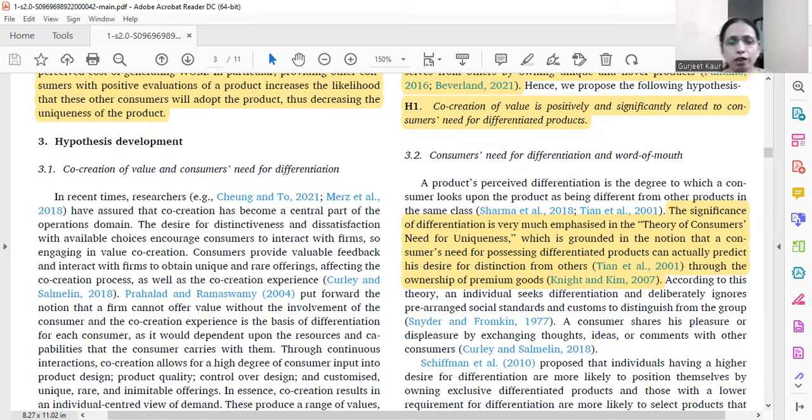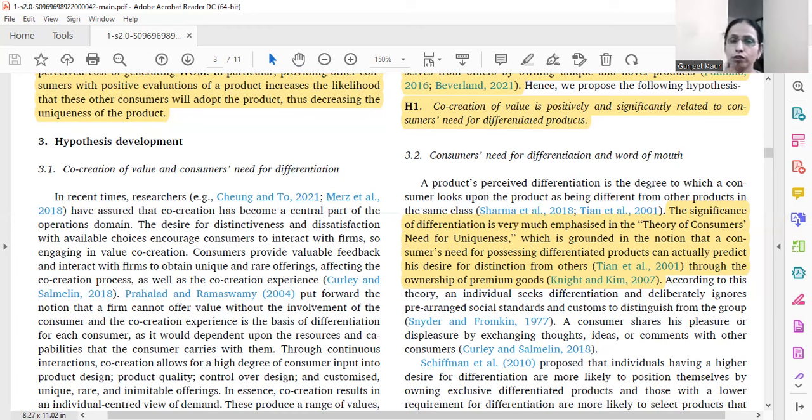Now, in this regard, scholars sometimes ask me what if you have mixed findings. Suppose there are 10 studies which you have cited for the hypothesis support, and 6 studies support a positive relationship, whereas 4 studies talk about a negative or insignificant relationship. In that case, the practice followed nowadays is that you set up two hypotheses, H1A and H1B. H1A: co-creation of value is positively and significantly related to consumers' need for differentiated products. H1B: co-creation of value is negatively but significantly related to consumers' need for differentiated products. Out of the two, one would be supported automatically, and the other would be rejected.